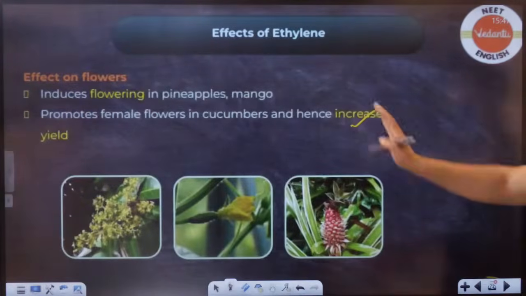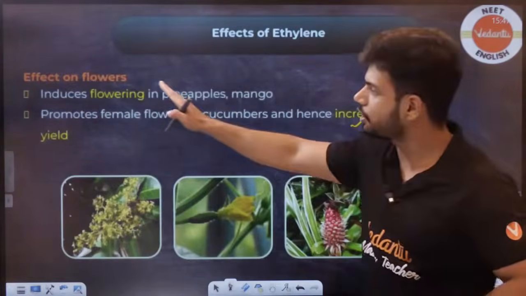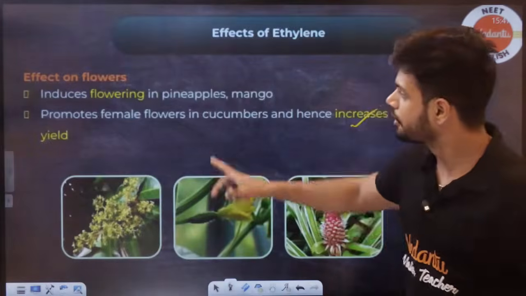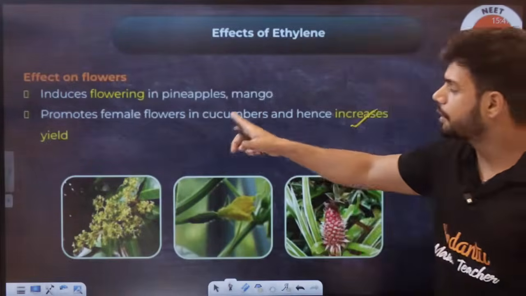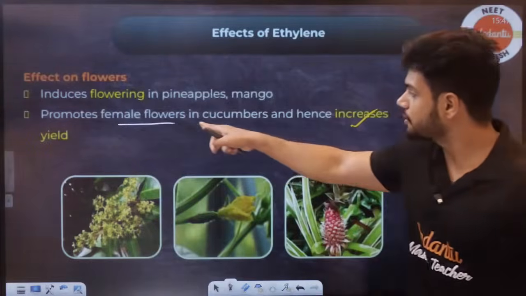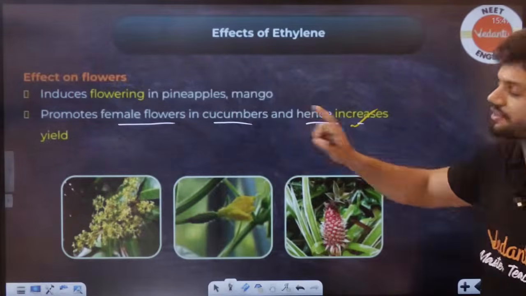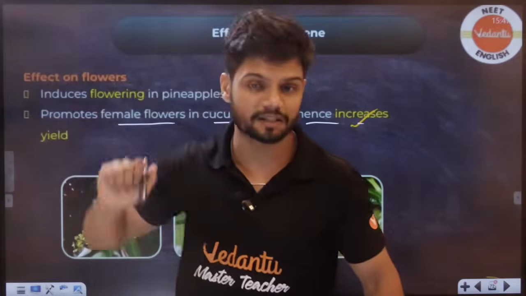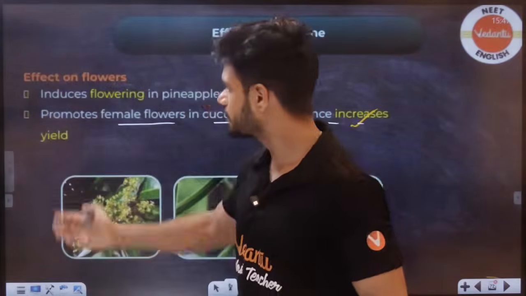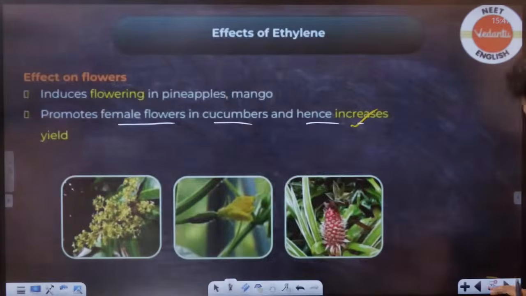Now, this is the most important one. The effect of ethylene on flower and fruit. Okay. What about flower? Induces flowering in pineapple and mango. Promote female flower in cucumber and hence increases the yield. So again, it has feminizing effect just like auxin. Feminizing effect. Okay. So induce flowering in pineapple and mango.